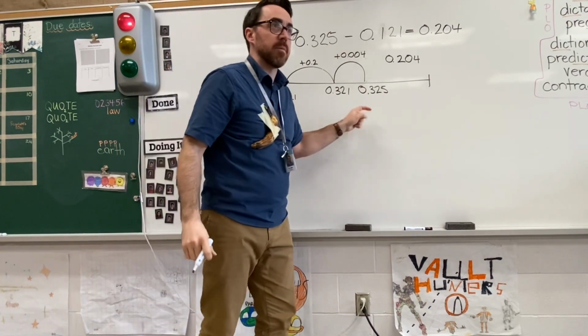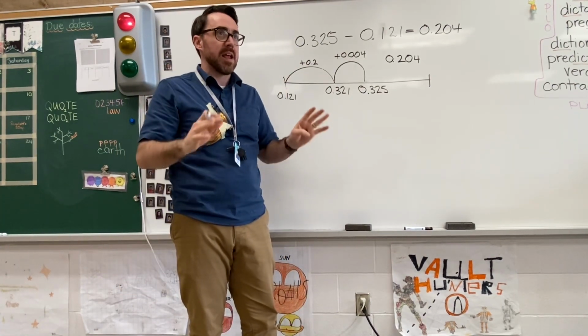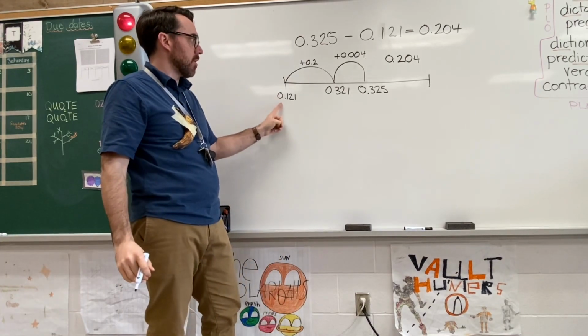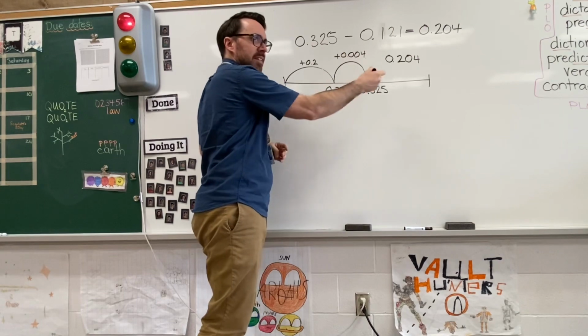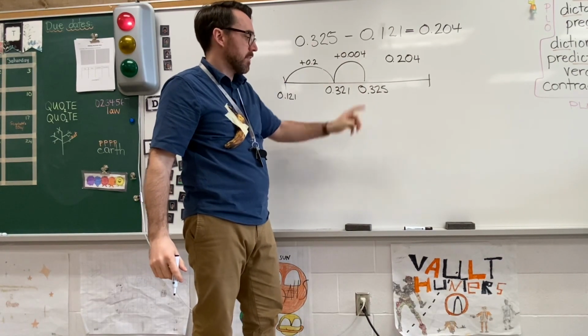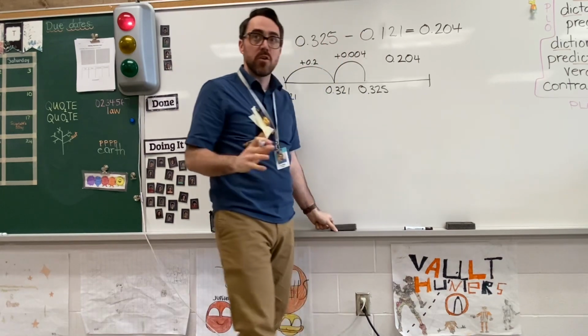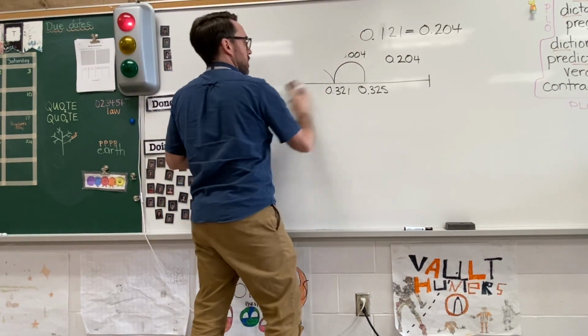That's number line. Probably the easiest way of doing this. It's straightforward, it makes sense. Take the small number and jump up by leaps that make sense to get towards that big number. Okay? That's number line. You can also use place value and the thousandths grid. I'll show you how real quick.